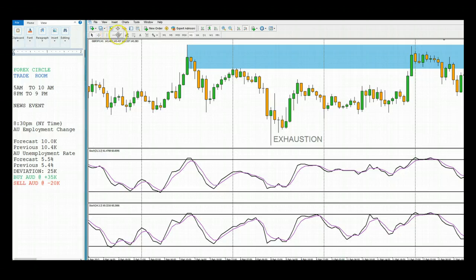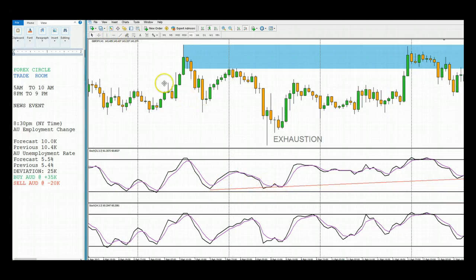Notice that stochastics was oversold, and we also had divergence on stochastics. Many reasons. Number 1, divergence. Number 2, kangaroo tail or exhaustion candle. Number 3, a color change candle. Okay. And number 4, stochastics is oversold here on both 21 and 14.